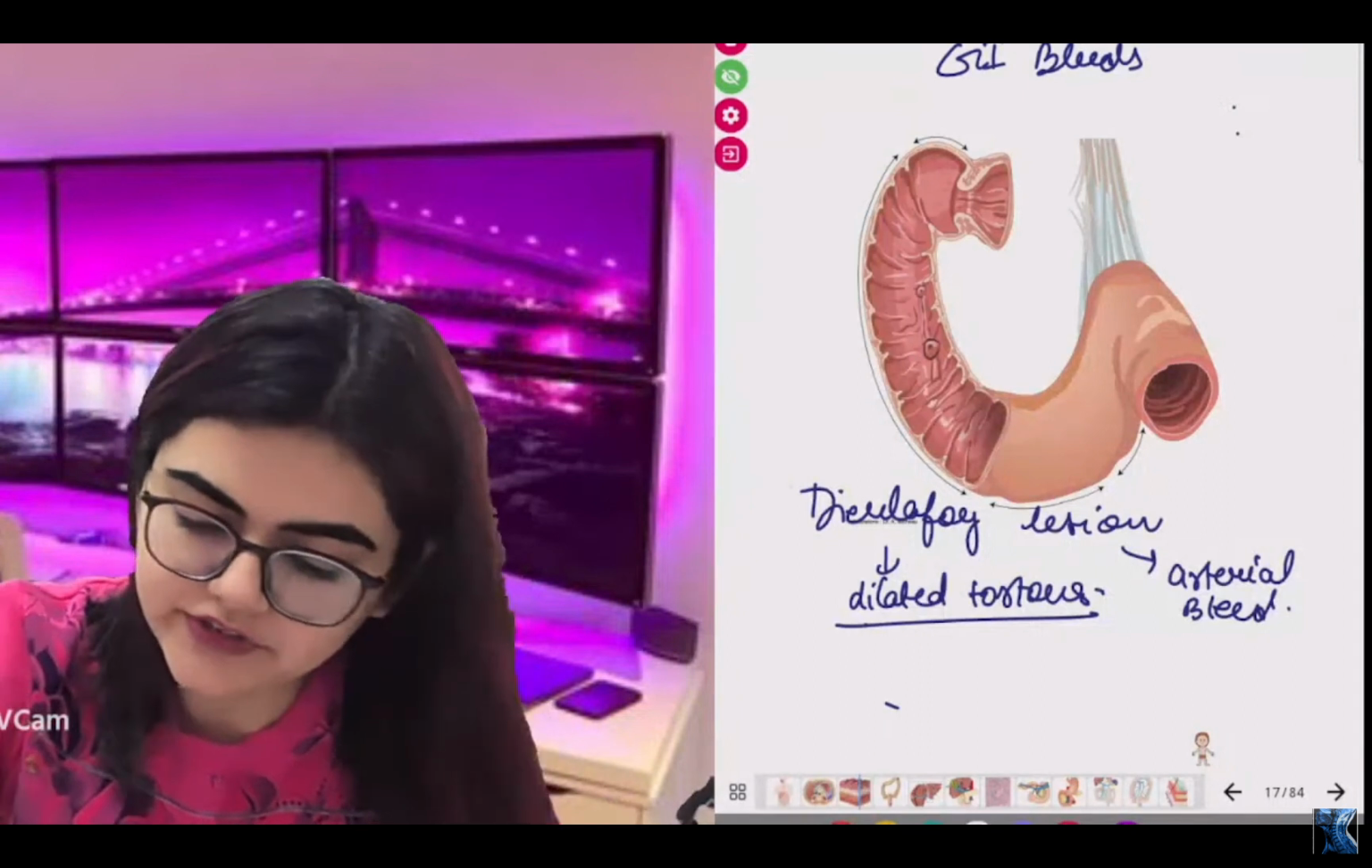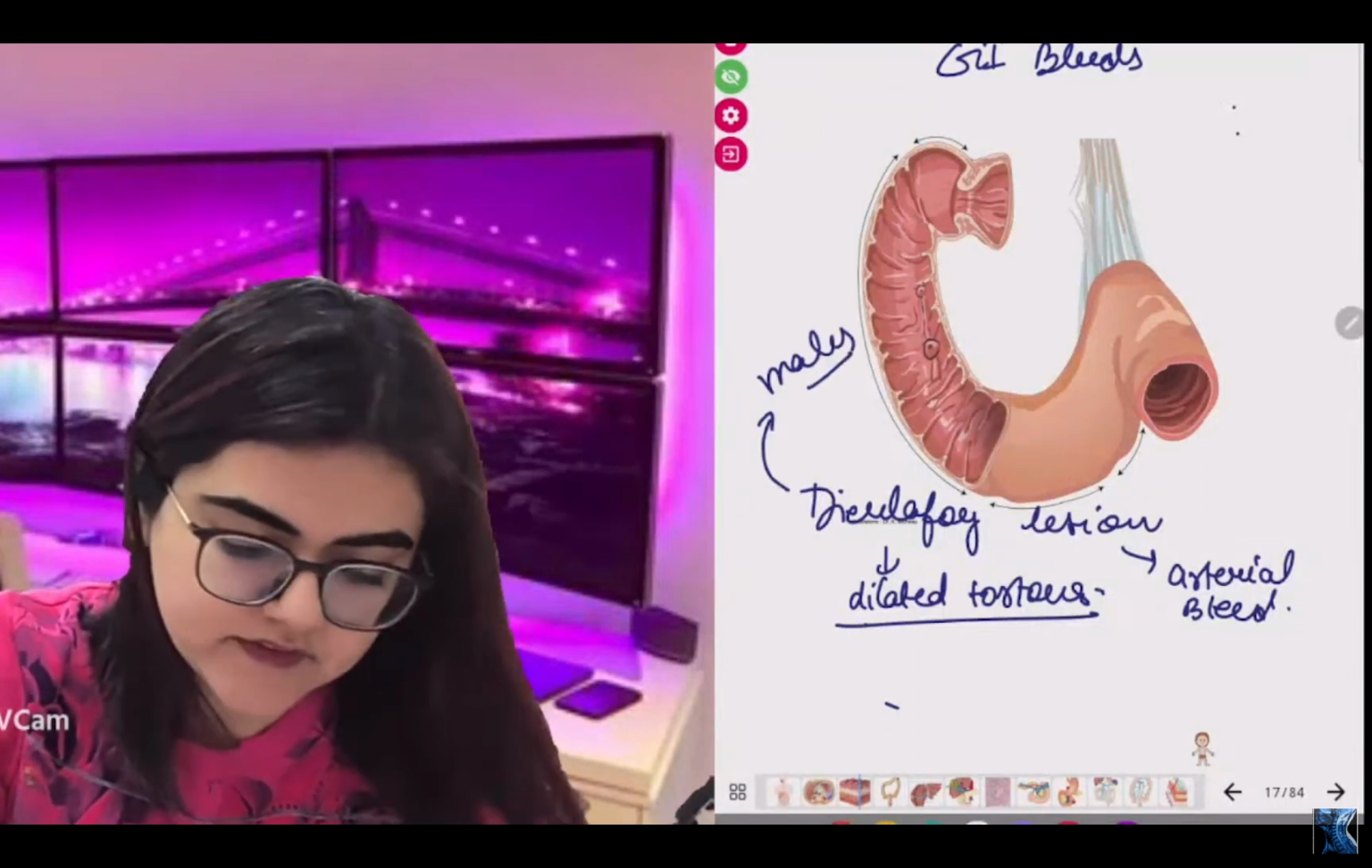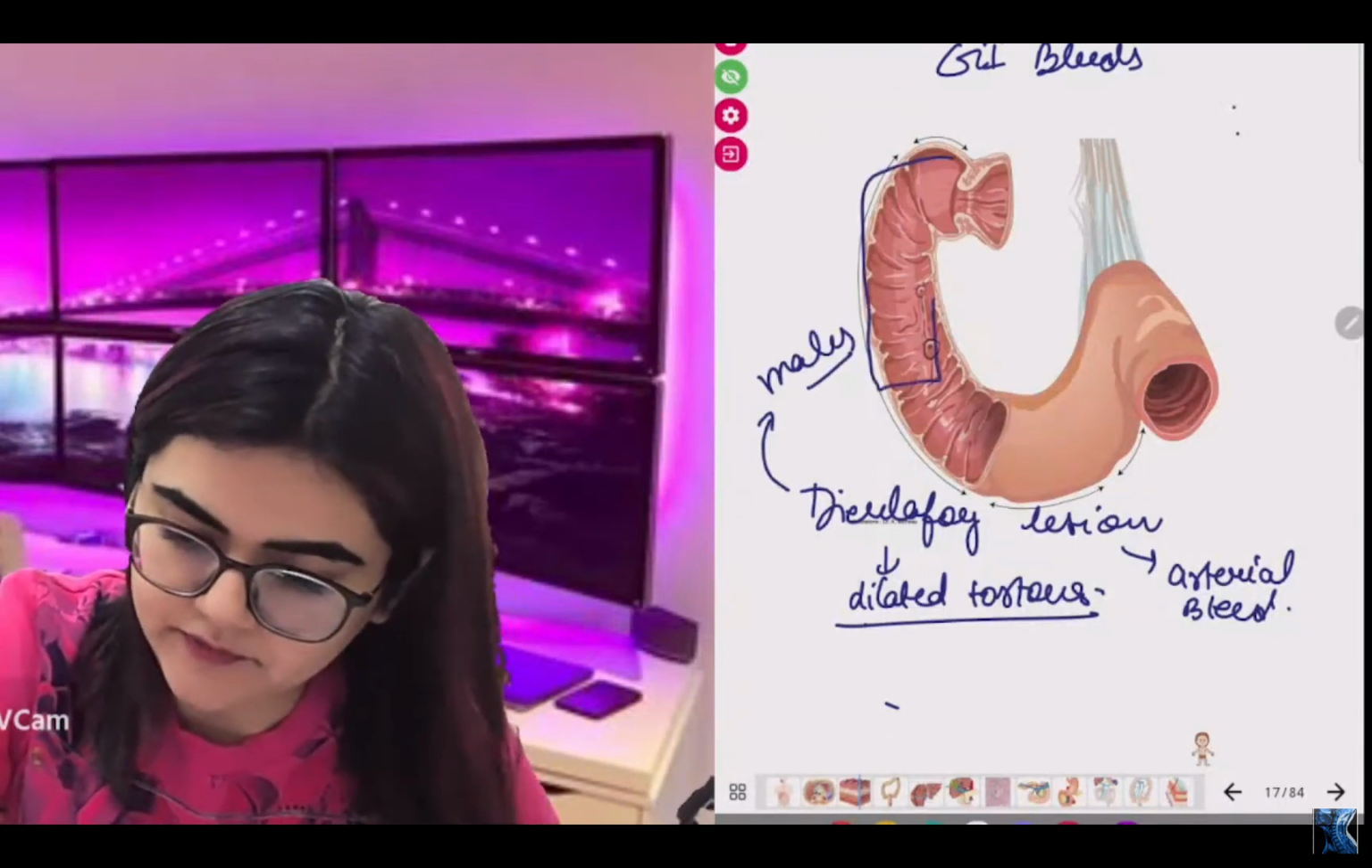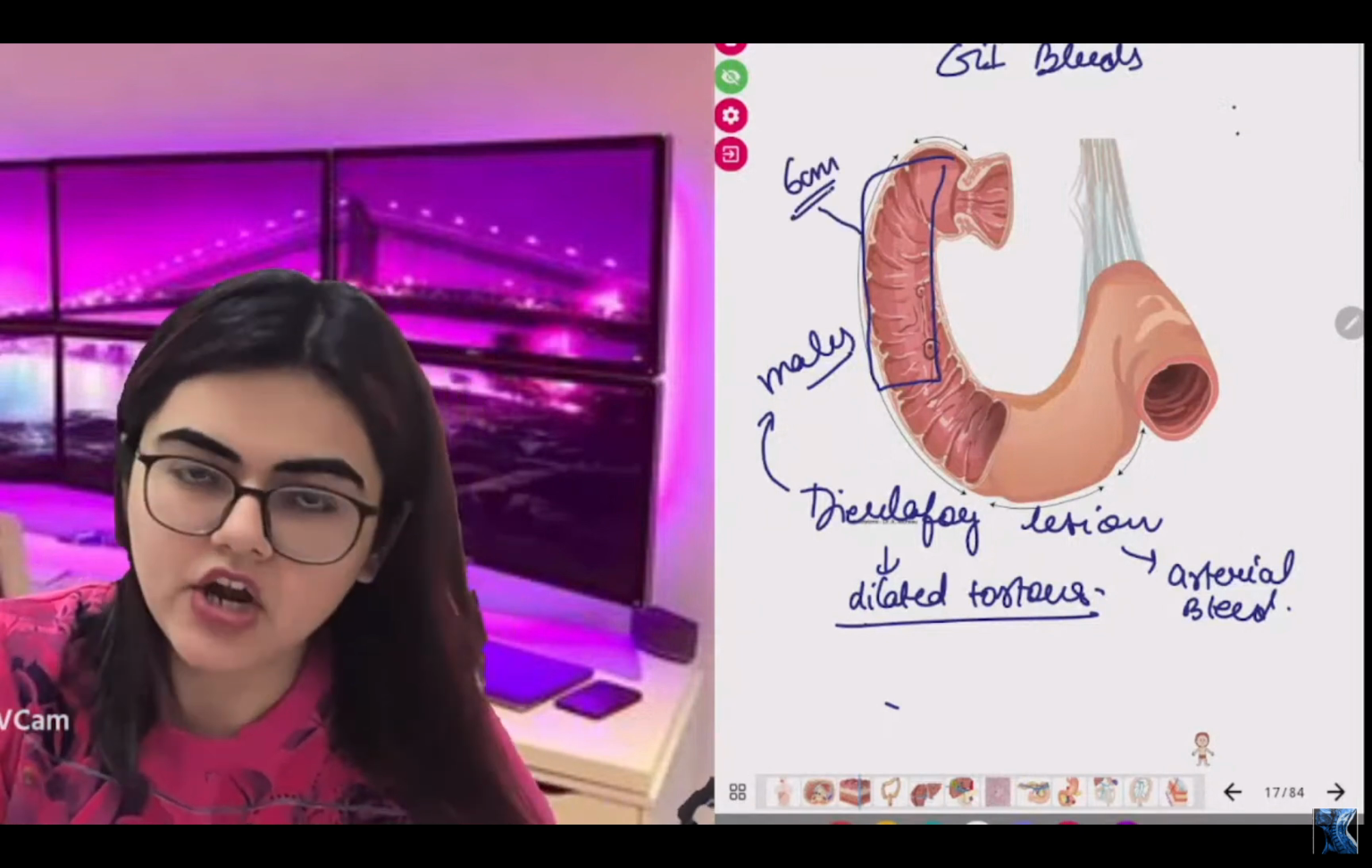Okay, and Dieulafoy's lesions are common in males and commonly seen in the first 6 centimeter of the duodenum. So this is the duodenum. In the first 6 centimeter of duodenum, you usually find the Dieulafoy's lesion.